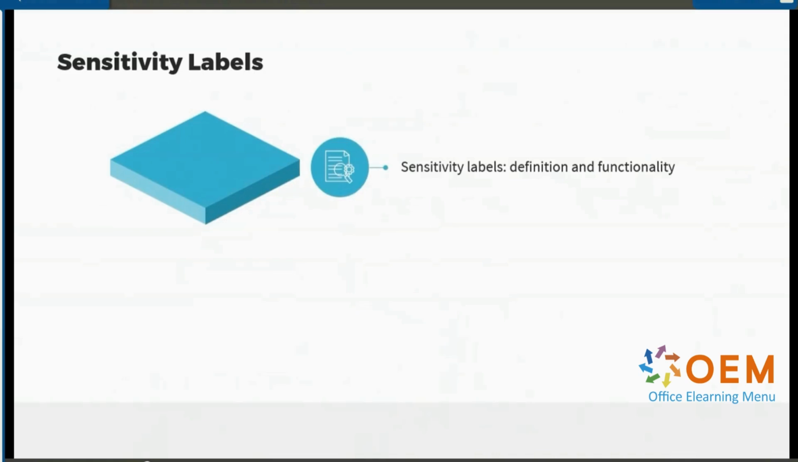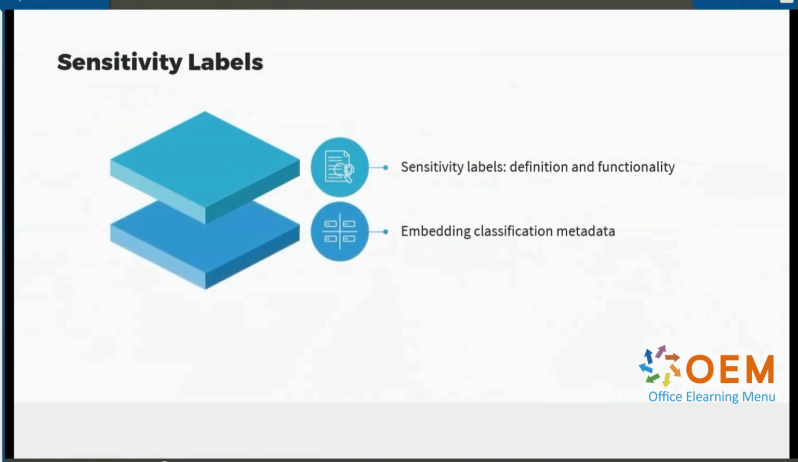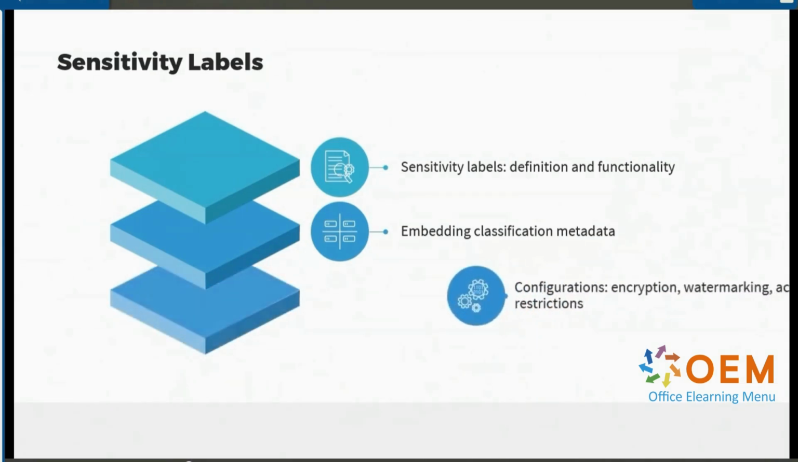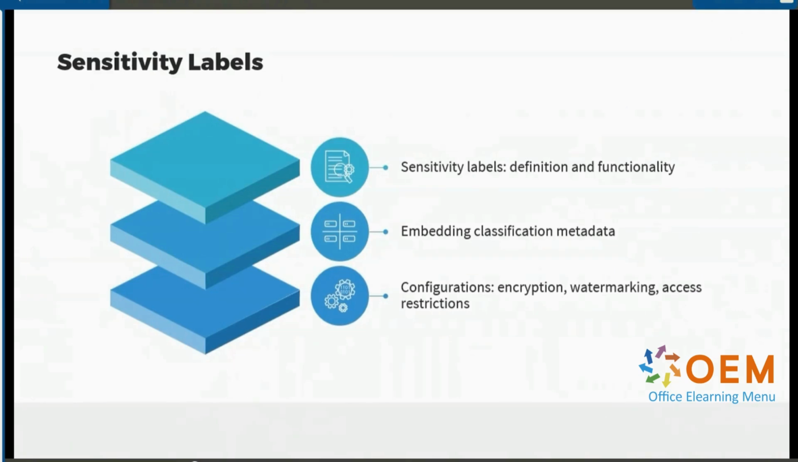Sensitivity labels are tags that can be applied to documents and emails to classify and protect sensitive information. They work by embedding classification metadata within the file, which persists even when the file is shared or moved. This ensures that the sensitivity of the information is always recognized and respected. Sensitivity labels can be configured to apply encryption, watermarking, and access restrictions based on the classification level. For example, a financial institution might use sensitivity labels to classify documents containing customer financial data as confidential, ensuring that only authorized personnel can access them.